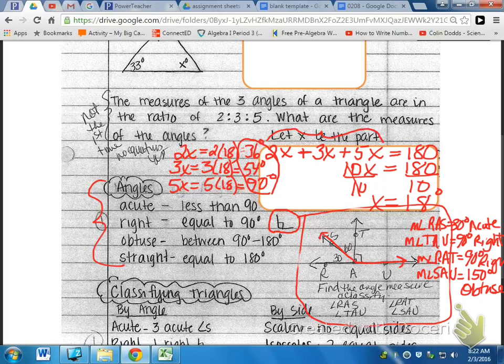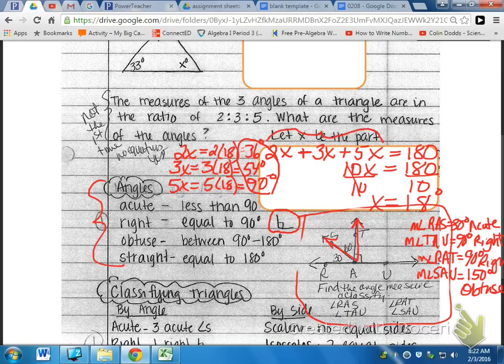RAU is 180 degrees. What about SAT too? Okay, RAU would be 180 degrees because it starts here and goes all the way around. 30, 60, 90. It's a straight line, and you would call it a straight angle. The question was SAT. What would the measure be on that one? 60, and you would classify it as acute. Good questions. Anybody else?